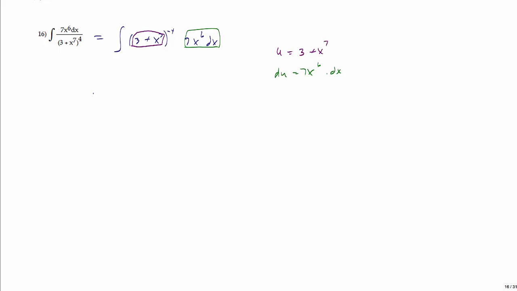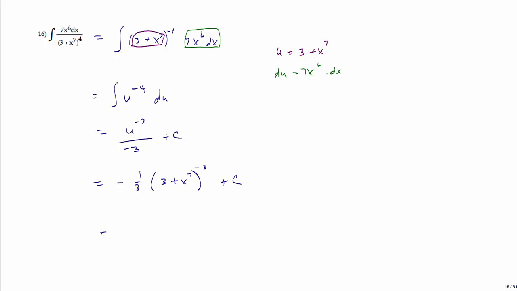So now substituting in, I have u to the negative 4th du. And now we use our power rule. So I add 1 to the exponent and divide by my new exponent, plus c. So I have a negative 1/3, whatever my u was. So it was 3 plus x to the 7th. And this is to the negative 3rd power, plus c.